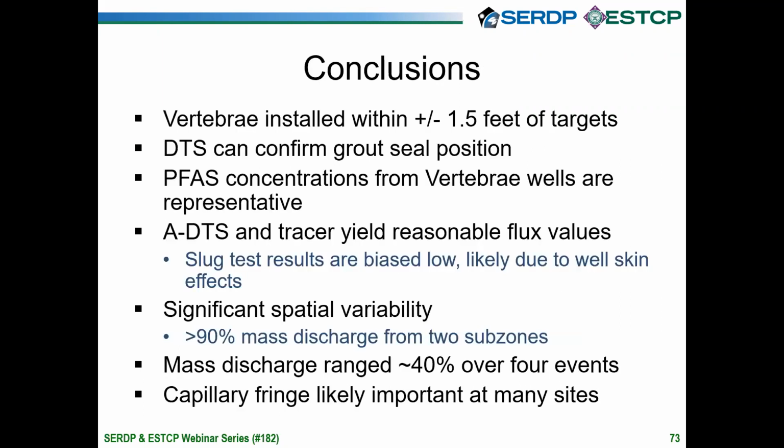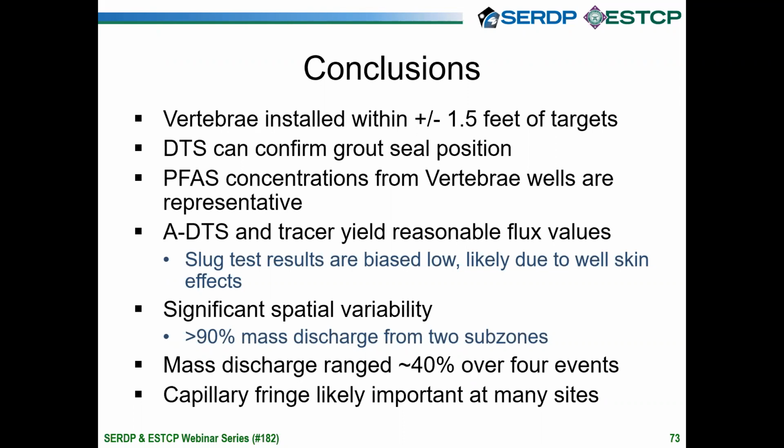A few conclusions. First, the vertebrae screens can be installed within about 1.5 feet of the target depths with confidence for similar settings. And personally, I consider this an amazing capability and a great advantage of these systems, the high degree of control and accuracy of placement. DTS is effective for confirming the as-built grout seal positions. PFAS concentrations from vertebrae wells can be considered representative. ADTS and tracer data yield reasonable groundwater flux values.